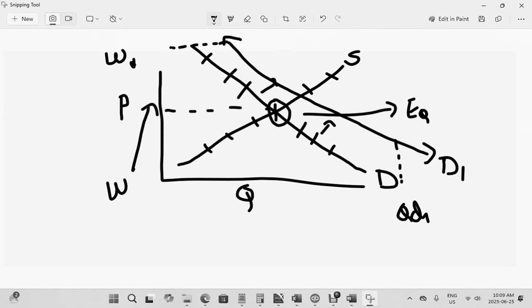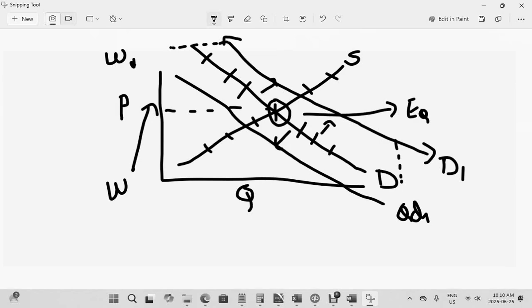Now, this is if there is a shift in the demand. If for some reason the gasoline prices were to go down or the crude oil prices were to go down, there would be a reduction in demand, as a result of which the demand curve would shift to the left.